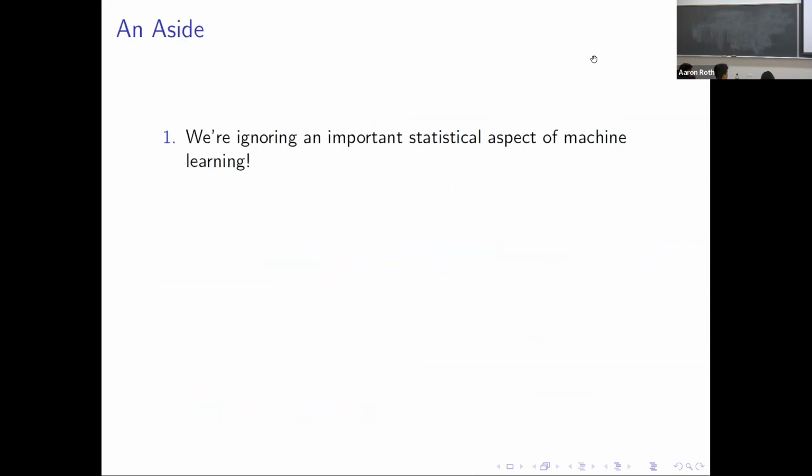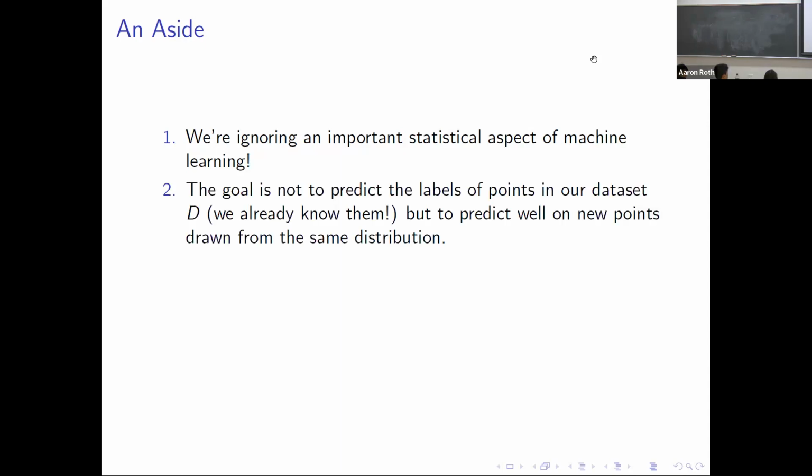I just want to mention up front something that I'm basically going to ignore for this lecture. An important statistical aspect of machine learning is, of course, that my goal is not to predict the labels of the points in my data set. I already know the labels of those points. My goal is to predict well on new points that I haven't seen before that are, statistically, similar, drawn from the same distribution.